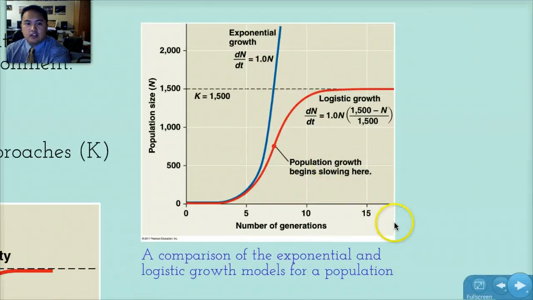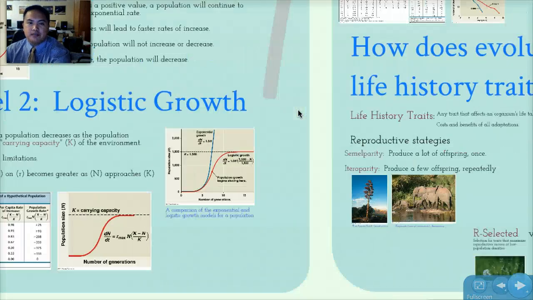Okay? So here are two models of growth. Exponential growth: dN/dt equals rN. In this case, r is 1, so you see a straight J-curve. If you have logistic growth, which is this (K minus N) over K, it starts off as a J-curve, but then slows down to an S-curve right when I hit my carrying capacity. So here's a comparison of exponential and logistic growth.